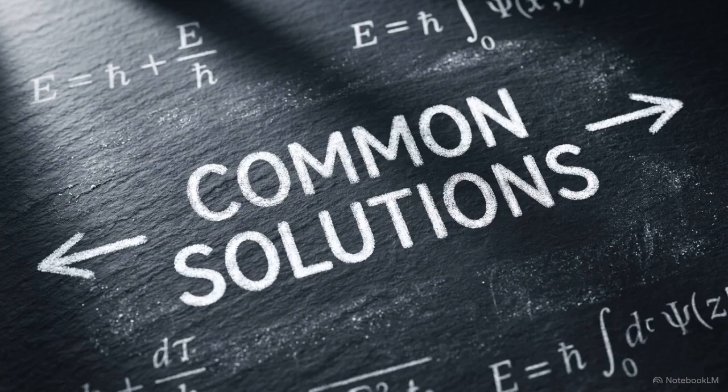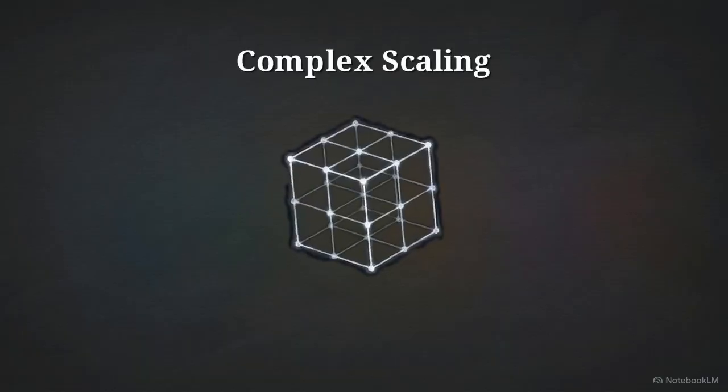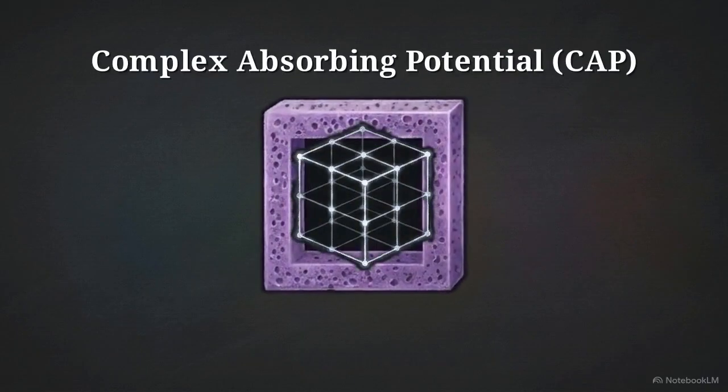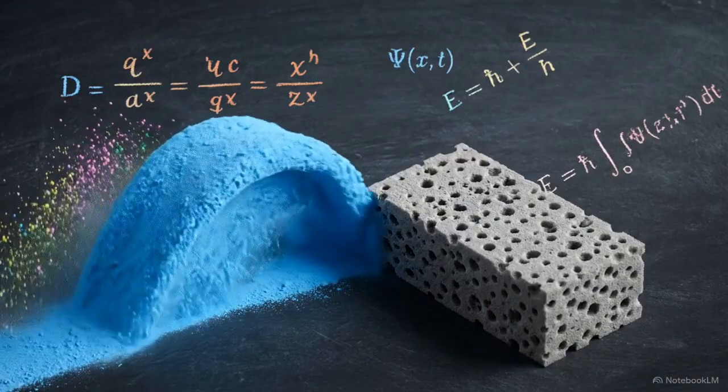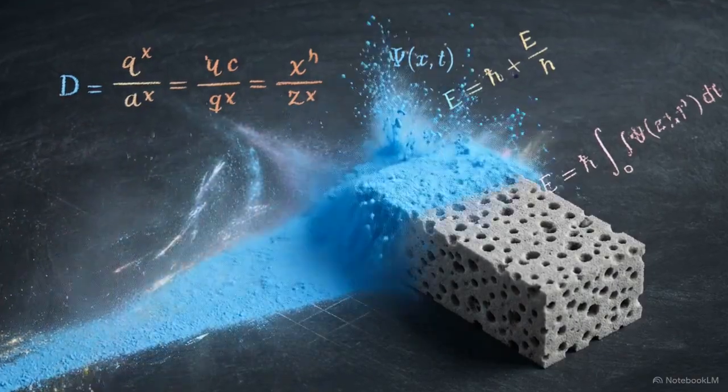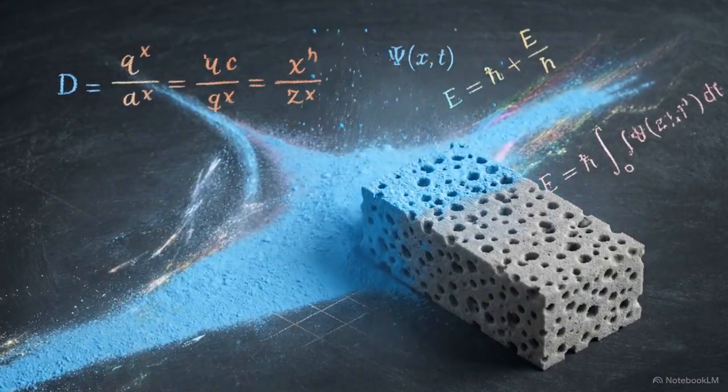To manage this, researchers typically rely on two workarounds: complex scaling or introducing a complex absorbing potential, often called a CAP, at the edge of the grid. A CAP acts like a mathematical sponge. It arbitrarily dampens the amplitude of the wave to hide the reflections.